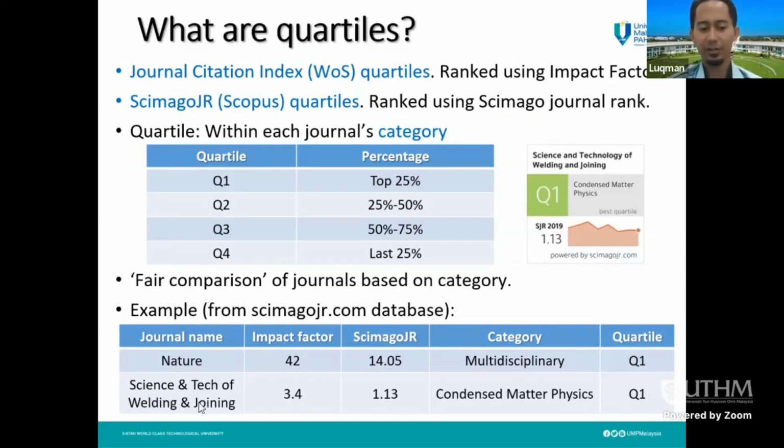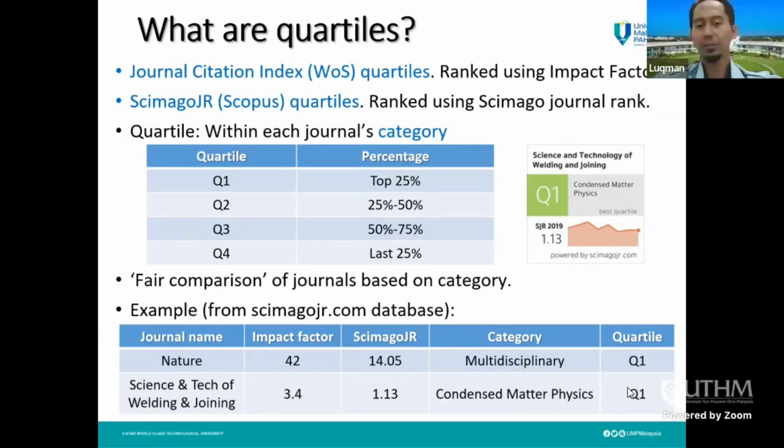Science and Technology of Welding and Joining is one of my favorite journals, related to my own field. Its impact factor is only 3.4. Very different, 42 versus 3.4. In SCImago JR it's similar, 1.1 versus 14. But they are in different categories. So in this category, Science and Technology of Welding and Joining is Q1.